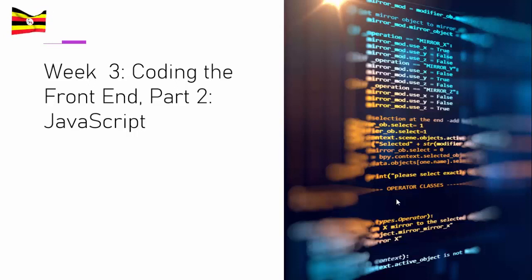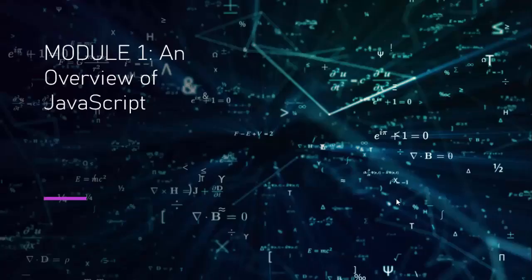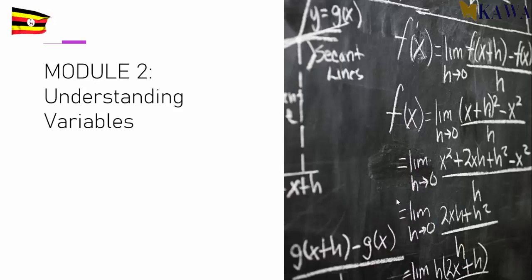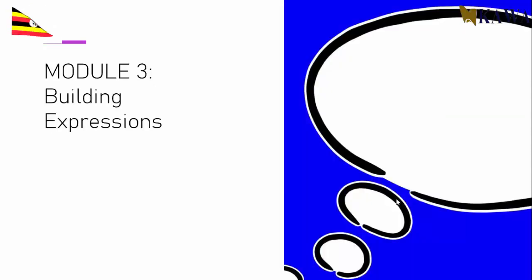In week 3, we are going to tackle front-end development part 2, whereby we are going to start using JavaScript, which is a scripting language for the browser, and how it works. We are going to go into detail on that. Here we are going to start with an overview of JavaScript, how it evolved, the developer, how it works, understanding of JavaScript variables, and how we can use them, how we declare them, and how we can access them within a program. In Module 3, we are going to see how we can build expressions.